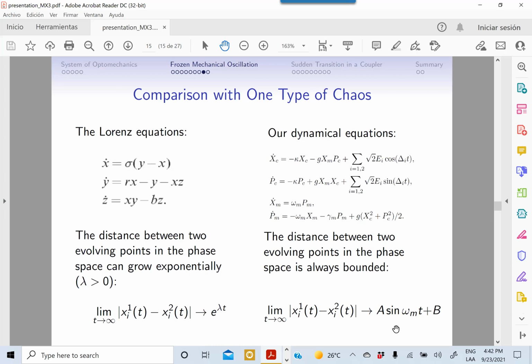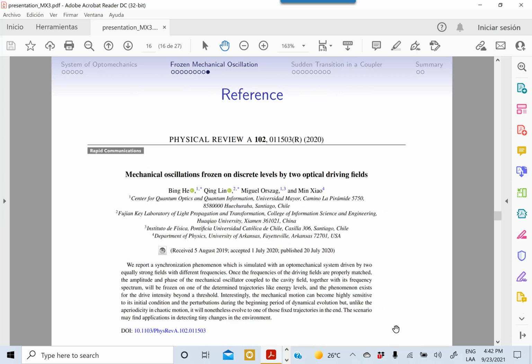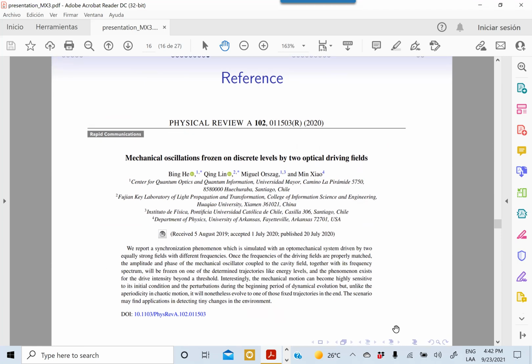This part was published last year in this paper. It's a rapid communication in Physical Review A. The title is "A mechanical oscillator frozen on discrete levels by two optical driving fields." This is our recent publication from last year.